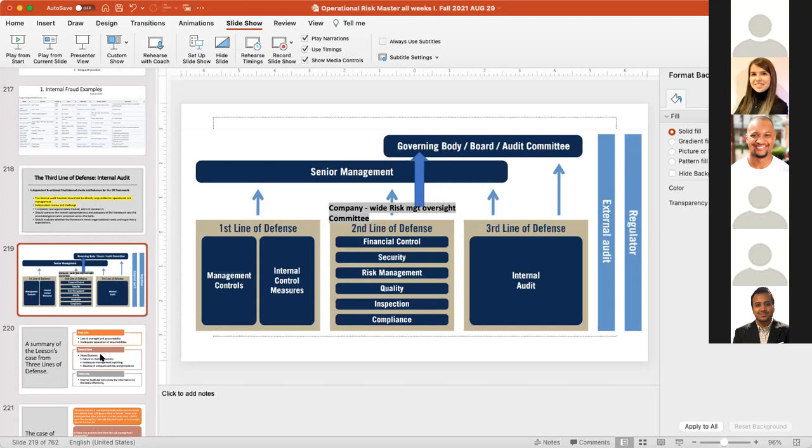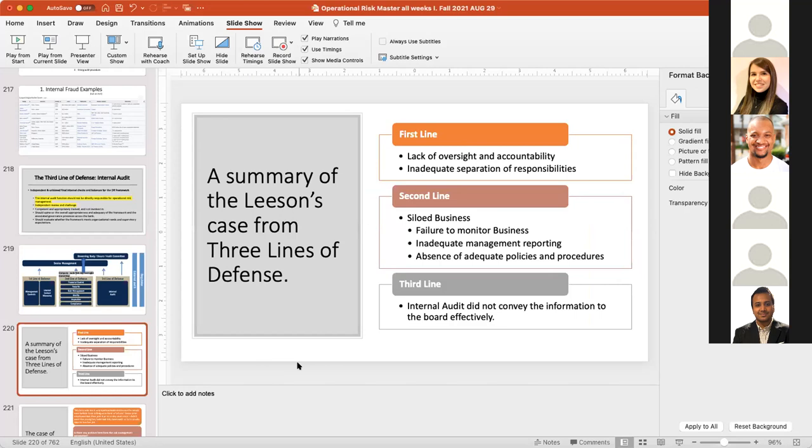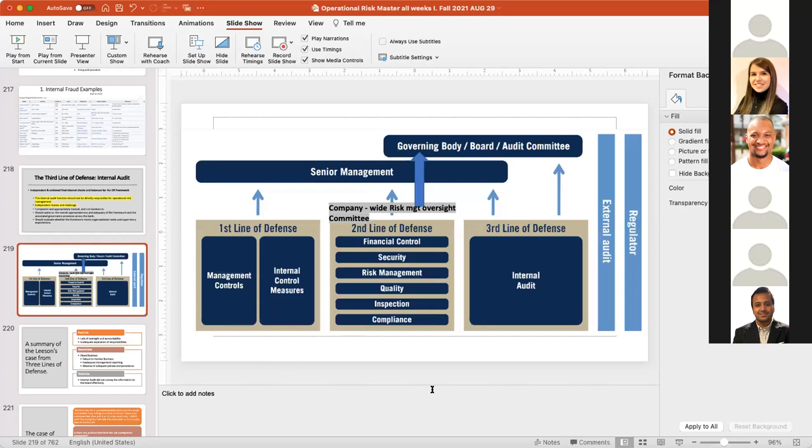Okay, a summary of that. Another question is, in case something fails on that chart, who is to blame the most? Now, that's a challenging question. I don't know if I can answer that. That sounds like a cop-out, but should it be the people that made the mistake in the first line of the business? Well, they were supposed to be checked by the second line and the third line.